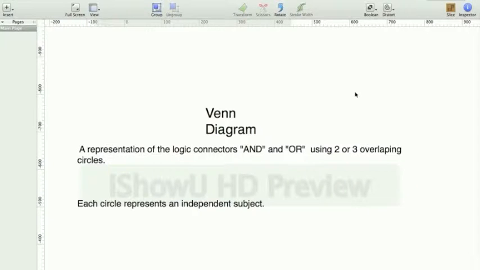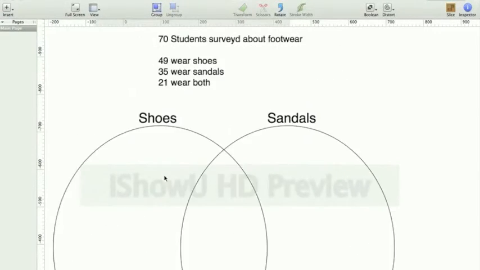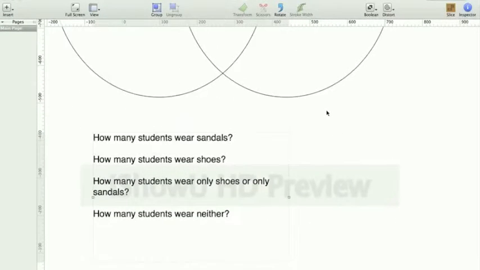This is a Venn diagram with Joe and Kevin. A Venn diagram is the representation of the logic connectors AND and OR using 2 or 3 overlapping circles. Each circle represents an independent subject. This is a sample problem we created to show you how a Venn diagram works.